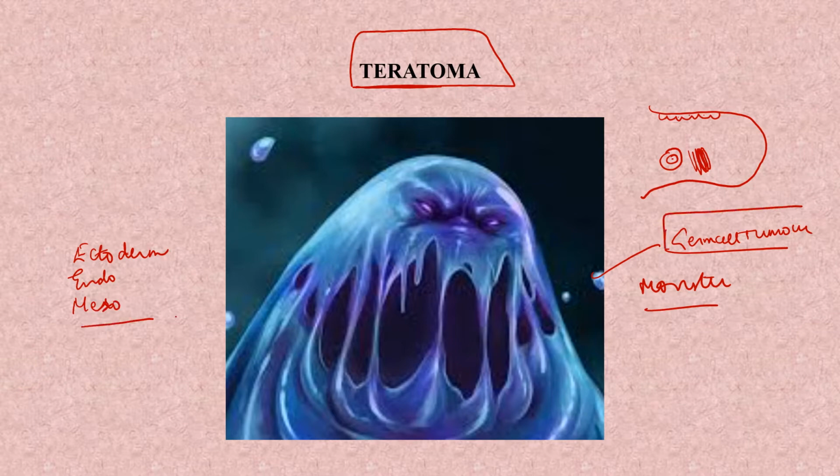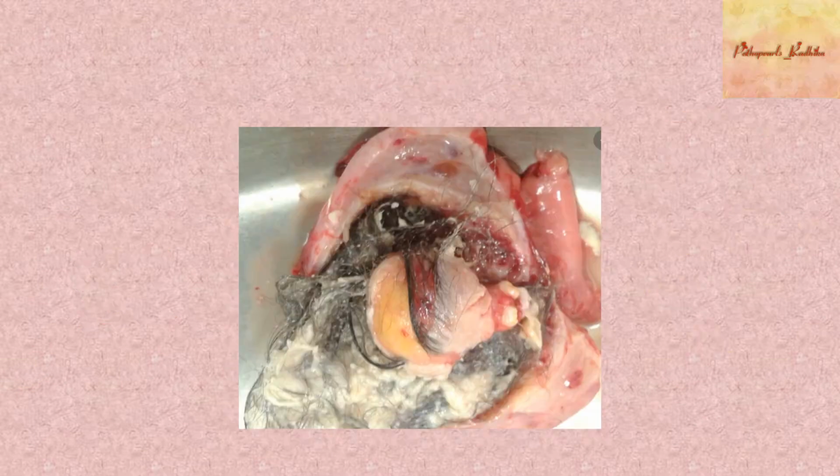So the classification under which it comes is it's a germ cell tumor, and it's the most common germ cell tumor in females, right? It can occur in males also, it can occur in the testes as well. In females, it occurs in the ovaries most commonly.